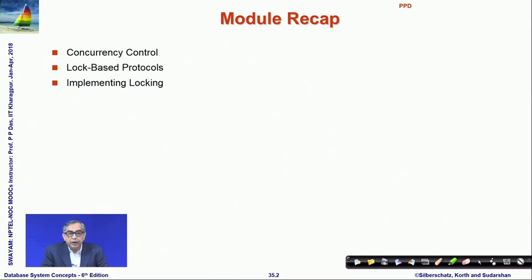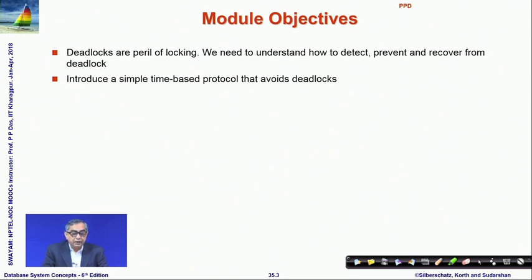based protocol and how to implement locking in very simple terms. As we have seen, deadlocks are the perils of locking. We cannot do without locking, and certainly if we lock, then deadlocks are almost inevitable. So, here first we try to understand that since deadlocks are inevitable, there have to be mechanisms to detect deadlocks and recover from them.